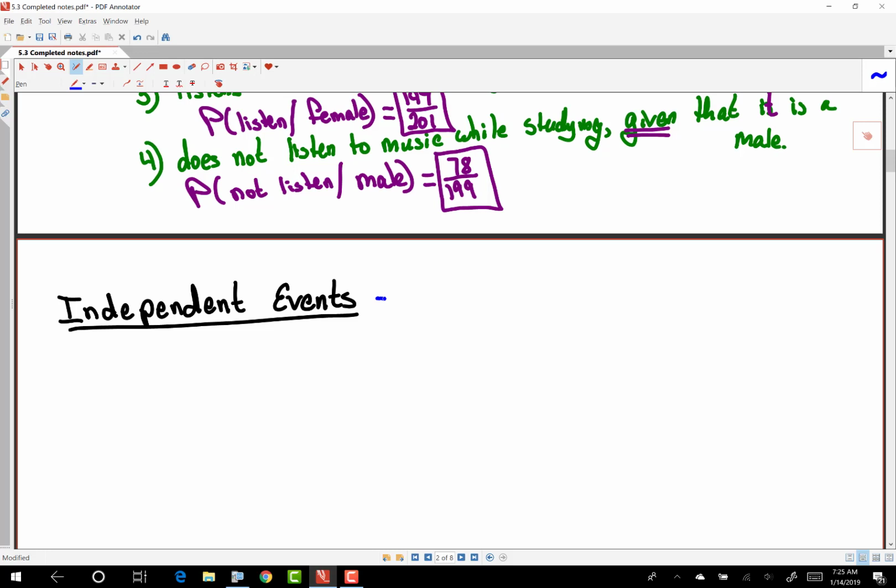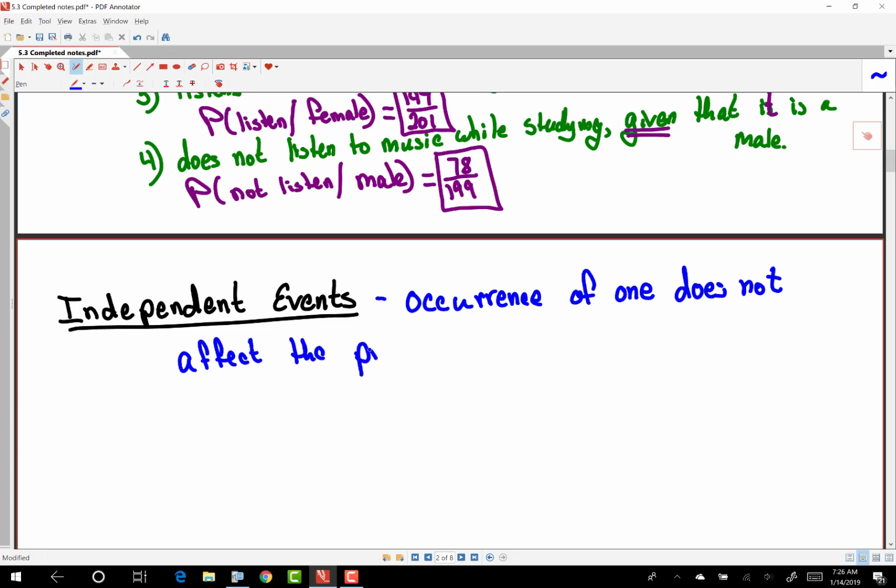Well, unfortunately, the events are independent. So the fact that they had 5 girls already has no bearing on what's going to happen with the gender of this baby. It's still a 50-50 chance. So they're independent. So the definition of this is the occurrence of one does not affect the probability that the other event occurs.